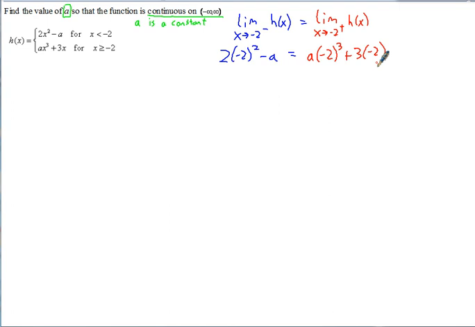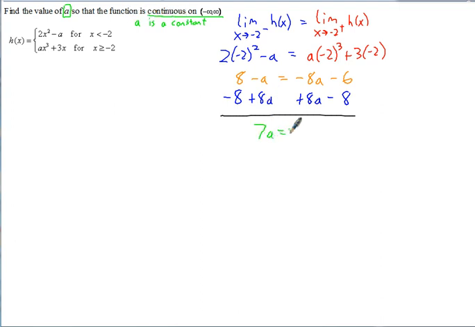And then if we simplify that, -2 squared is 4 times 2 is 8 minus a. -2 cubed is -8 times a is -8a. And then 3 times -2 is -6. Then you get all the a's on one side. If you add the 8a, the a is on the left side, subtract the 8, get the terms that don't have a on the right side. You get -a plus 8a is 7a. And -6 minus 8 is -14. Divide by 7, you get a equals -2.